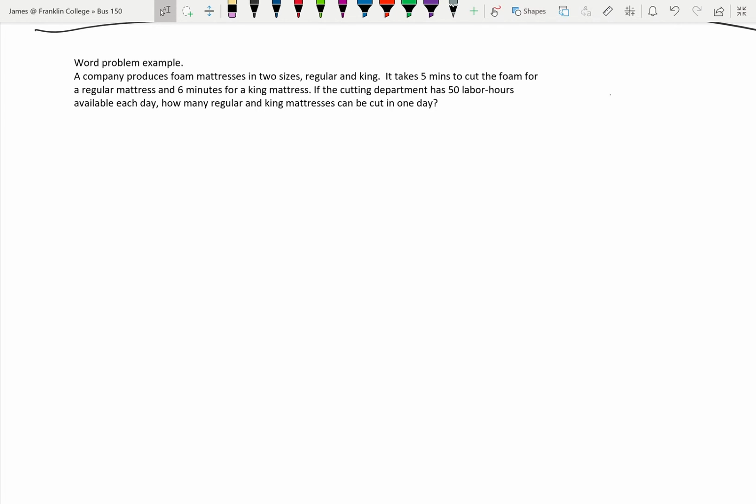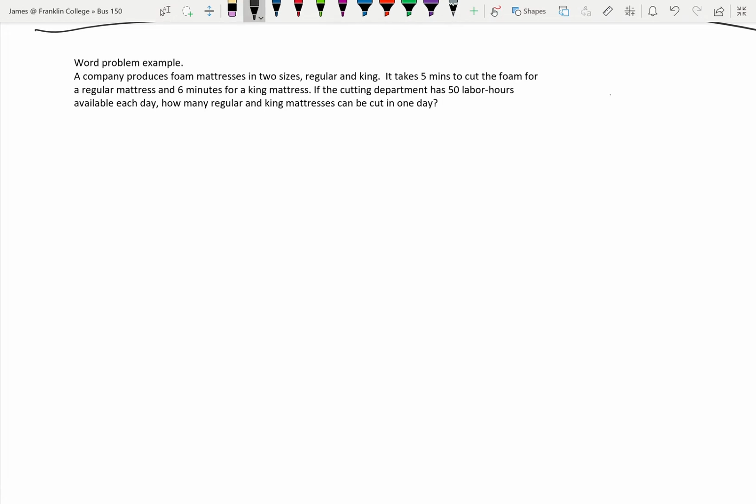A company produces foam mattresses in 2 sizes, regular and king size. It takes 5 minutes to cut foam for regular mattresses and 6 minutes for king mattresses. If the cutting department of our business only has 50 labor hours available each day, how many regular and king mattresses can we cut in one day? So this is a linear inequality problem.